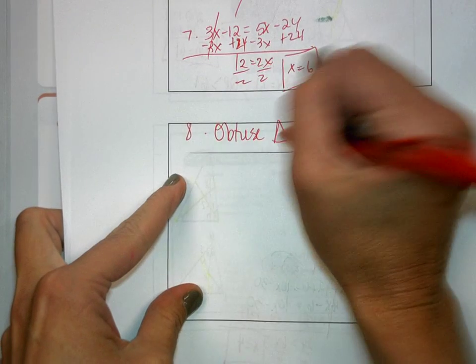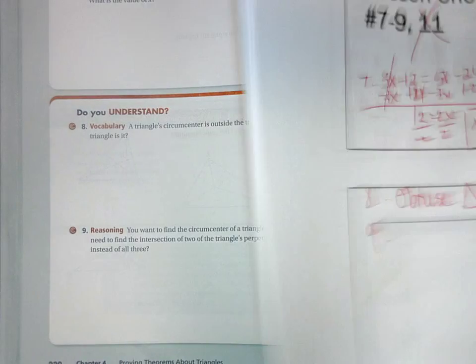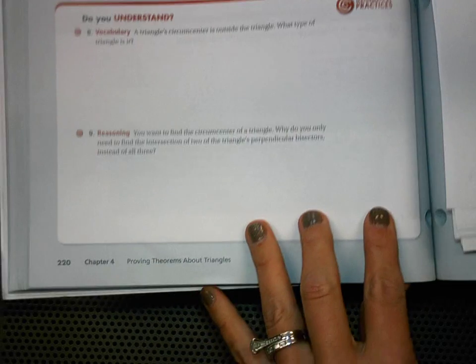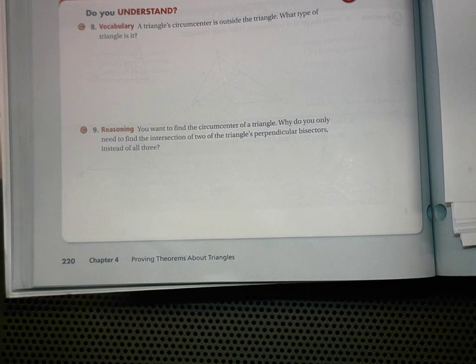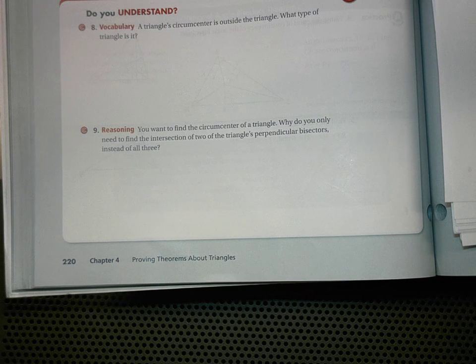Okay, and then number 9. So you have to think about this one. I'll read it out loud, and then I want you to talk in your groups, and then we'll share out. So you want to find the circumcenter of a triangle. Why do you only need to find the intersection of 2 of the triangle's perpendicular bisectors instead of all 3? Okay, so talk in your groups. Why do you think you only need to do 2 even though there's 3?